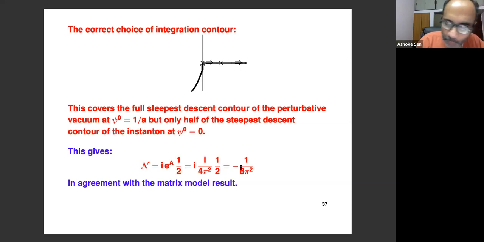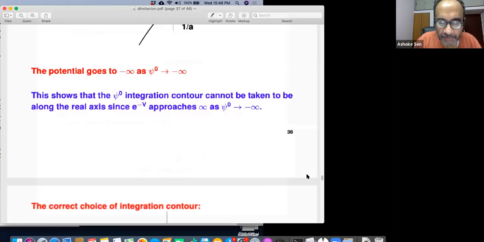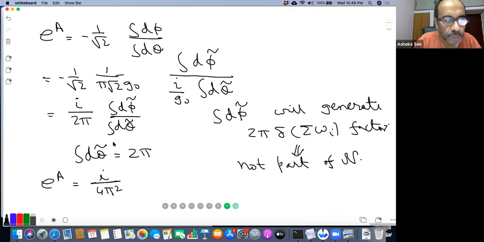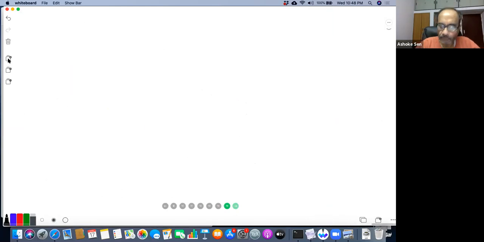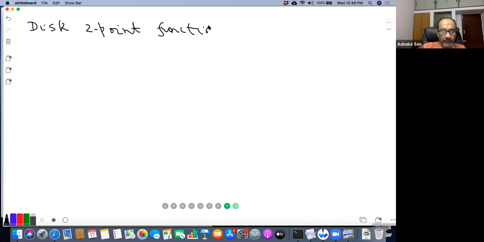Okay, so I think I have about 12 minutes. So let me try to explain the calculation of the disk two-point function, or how to do the divergent part of the disk two-point function. This is a disk two-point function of two closed strings.